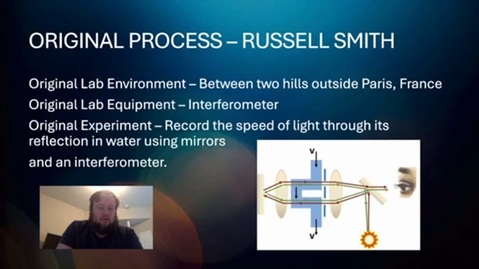For my original process, I picked the Fizeau experiment carried out by Hippolyte Fizeau. He had a reflection device called an interferometer between two hills outside of Paris, France. He would record the speed of light reflection in water using mirrors.